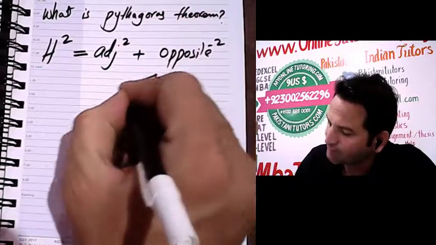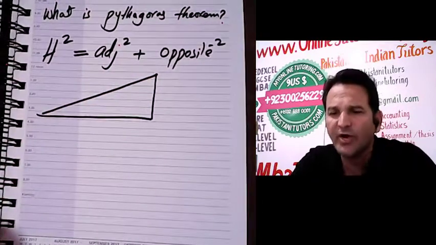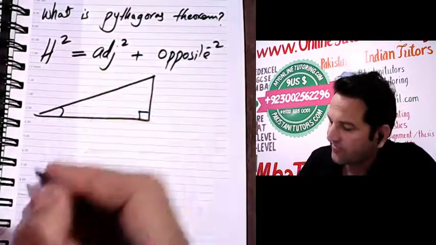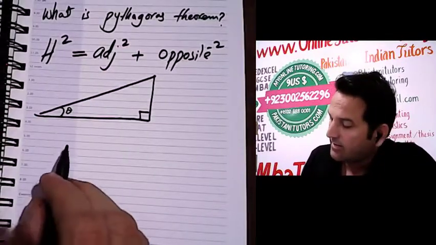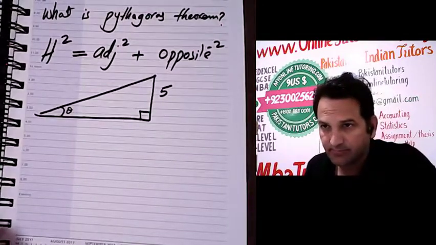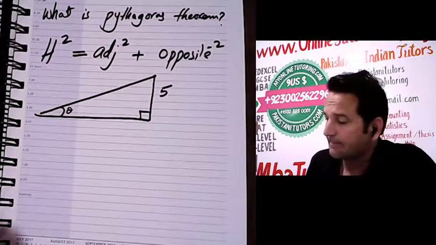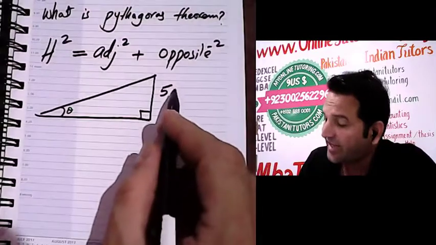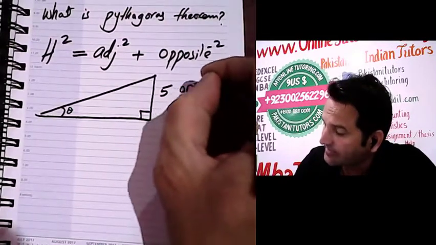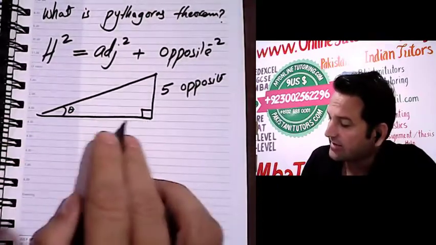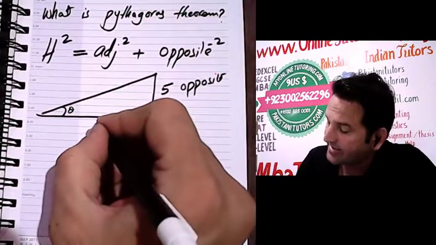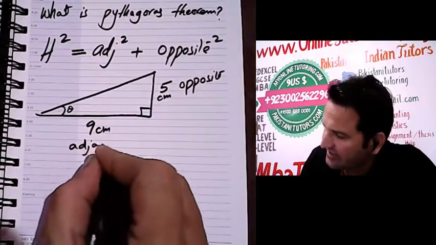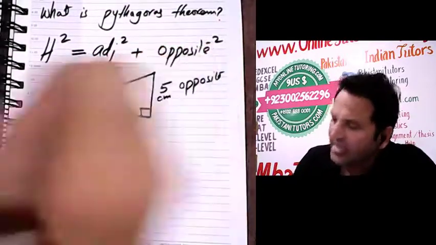Now let me draw any triangle again. This is a right angle triangle, and I'm saying, for example, this is 5 centimeter, 5 feet, treat it as any unit, 5 centimeter, 5 feet, whatever you want to take. 5 is the opposite side, and the adjacent side is, let's suppose, 9 centimeter. So this is the adjacent.